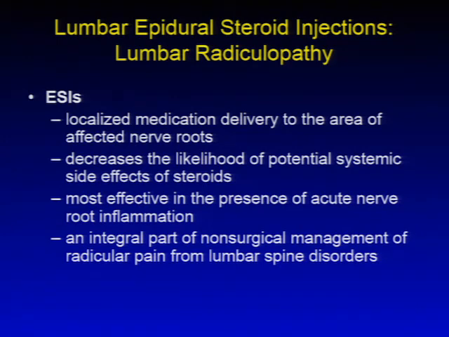So moving on to the treatment of chronic pain, one of the most common things done is lumbar epidural steroid injections. Typically, these are done for the treatment of lumbar radiculopathy. An epidural steroid injection is a localized medication delivered to the area of the affected nerve root. It decreases the likelihood of potential systemic side effects that can be seen with PO steroids. It's mostly helpful for the presence of acute nerve root inflammation.